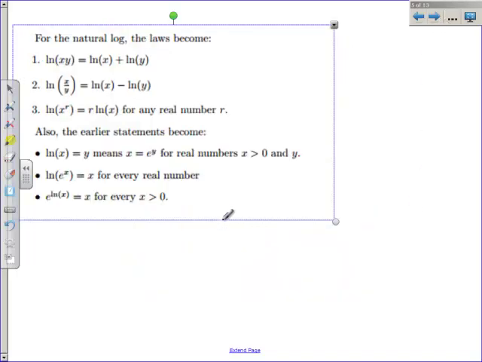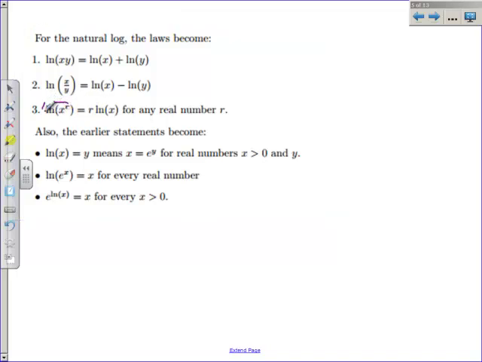Alright, so now we're going to go through the fact that the natural log obeys all of the logarithm rules. Natural log of a product is the natural log of the first factor plus the natural log of the second factor. The natural log of a quotient is the natural log of the numerator minus the natural log of the denominator. Again, if you have the natural log of something being raised to a power, that power can come down here in front.